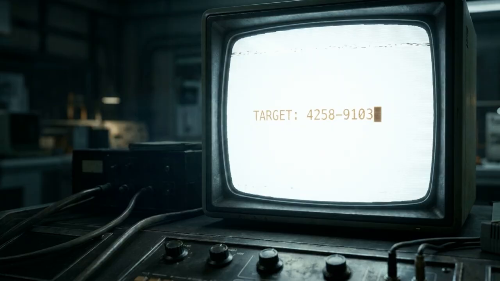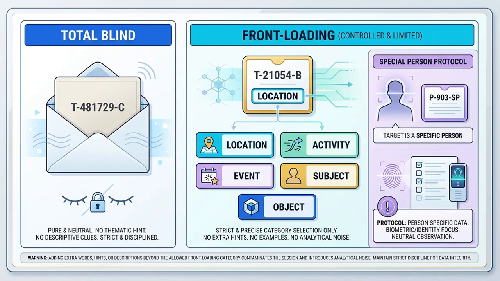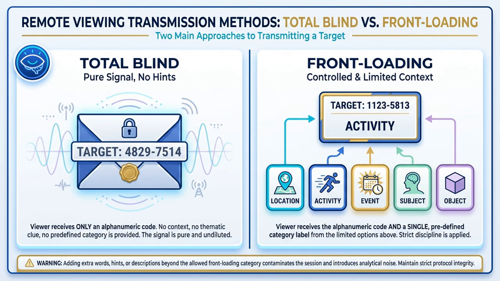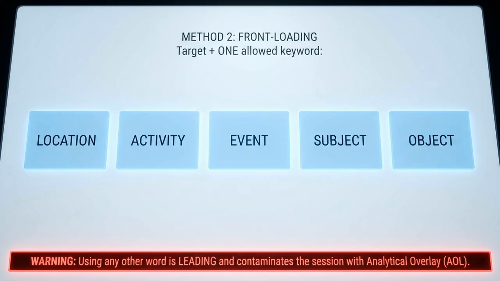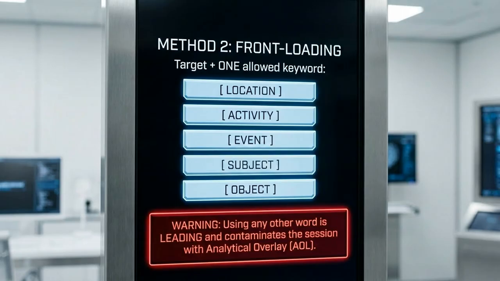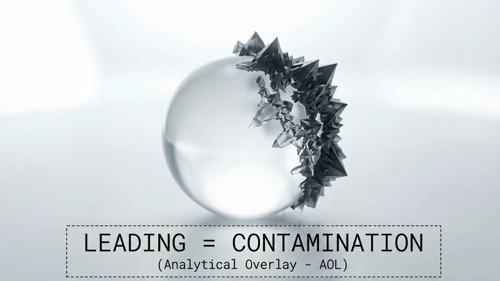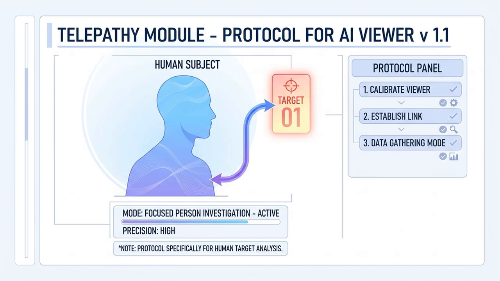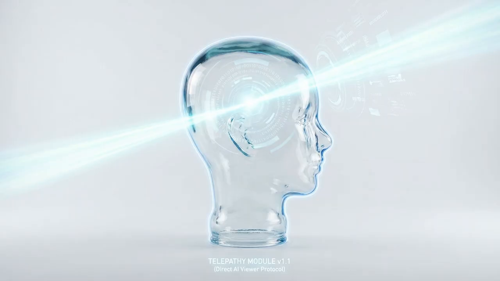Depending on what we are investigating, we also choose the methods of transmitting the target. You can work totally blind, providing only technical archival coordinates, or use front-loading. But be careful. With front-loading, only 5 words are permissible: location, activity, event, subject, or object. Any other word is leading, which contaminates the session with the analytical mind. In turn, if you are investigating a specific person, especially when working with an AI viewer, it is worth using the dedicated telepathic module right away, which allows you to deeply gather data about the person immediately.